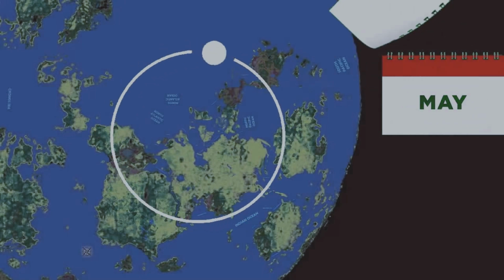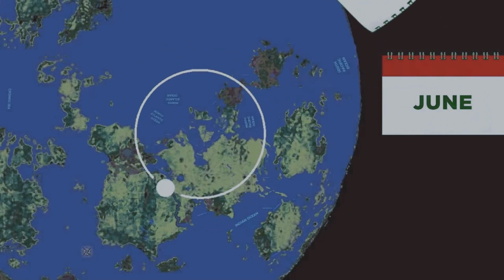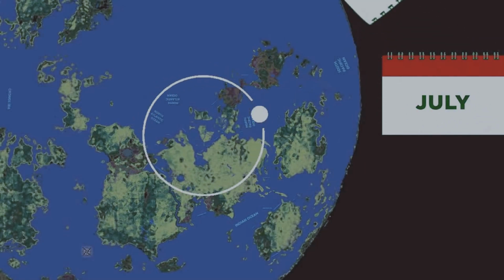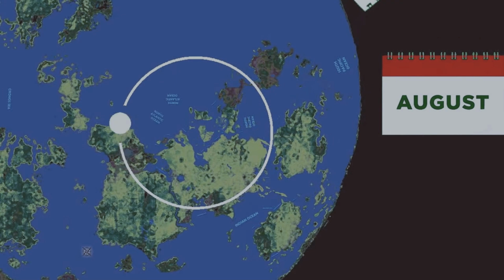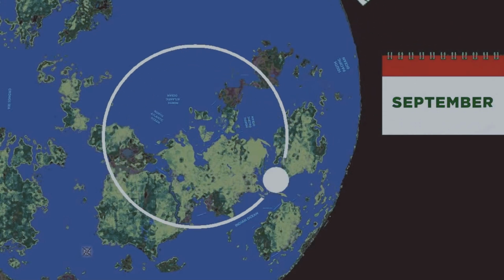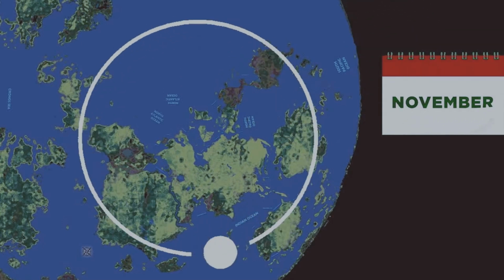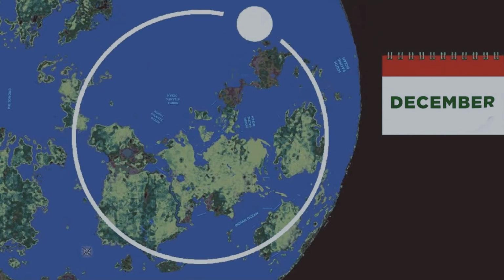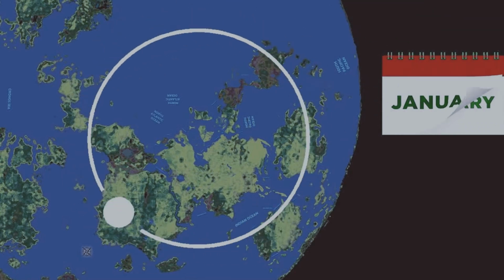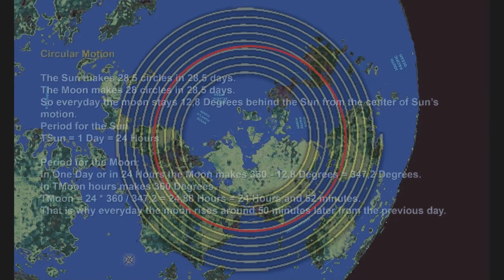So we conclude that this is an elliptical spiral orbit. Simple harmonic oscillation: the circular motion is changing its radius as it follows a simple harmonic oscillation. For the Sun, the period T-Sun equals 365.25 days. For the Moon, the period T-Moon equals 28.5 days. Circular motion: the Sun makes 28.5 circles in 28.5 days. The Moon makes 28 circles in 28.5 days. So every day the Moon stays 12.8 degrees behind the Sun from the center of the Sun's motion.